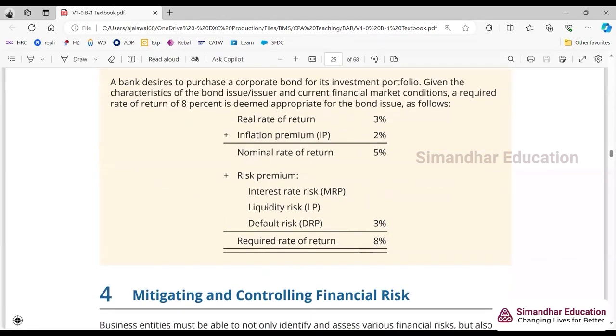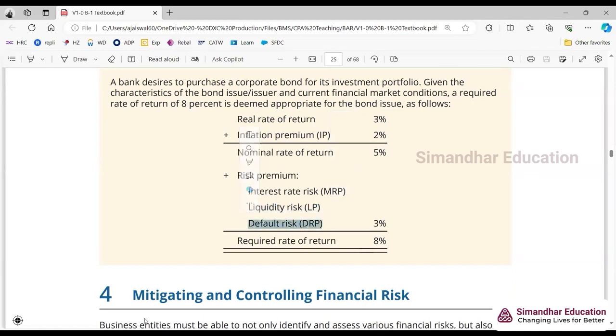Then what are the risk premiums? First is interest rate risk or maturity risk premium. We had discussed it, right? Fixed rate bonds will have this interest rate risk also. Liquidity risk will also be there: the more illiquid it is, the more rate of return will be added. And default risk premium, we had discussed this, right?